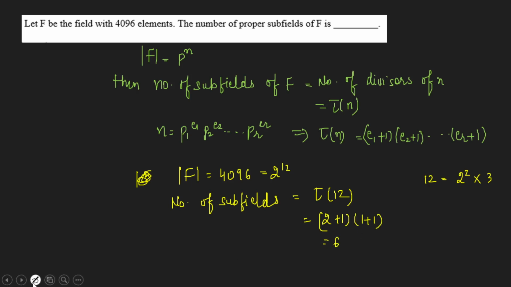But if you see here, they ask me to find the number of proper subfields. We know that the total number of subfields is 6. And to find the proper subfields, I have to subtract 1. So what would I get from here? To find the proper subfields, I'll have to subtract 1. So I'll get the answer as 5. So 5 is my correct answer here.